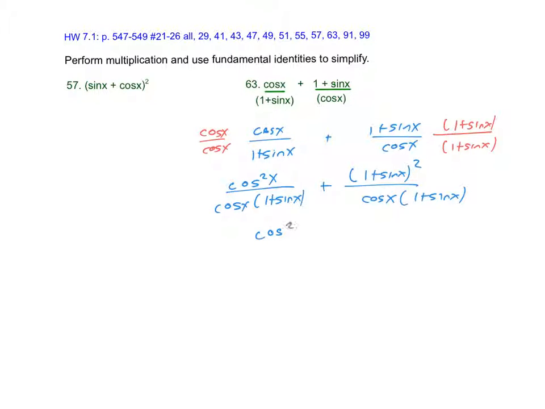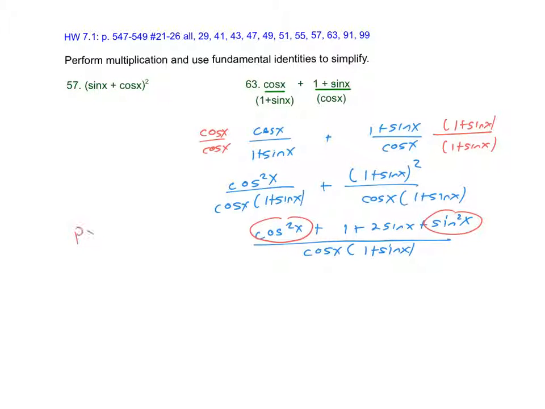So I'm going to have cosine squared x, and I'm going to expand 1 plus sine x squared, which is 1 plus 2 sine x plus sine squared x, all over cosine x times the quantity 1 plus sine x. In the numerator, you'll notice that we have cosine squared x and sine squared x, and by the Pythagorean identity, we know that sine squared x plus cosine squared x is equal to 1. So I can actually substitute 1 in. So I have 1 plus 2 sine x all over cosine x times 1 plus sine x.